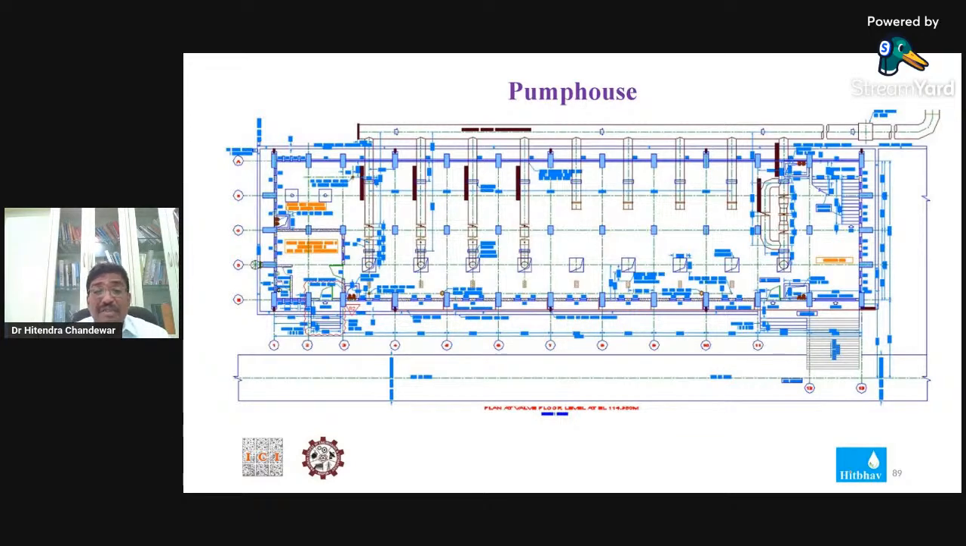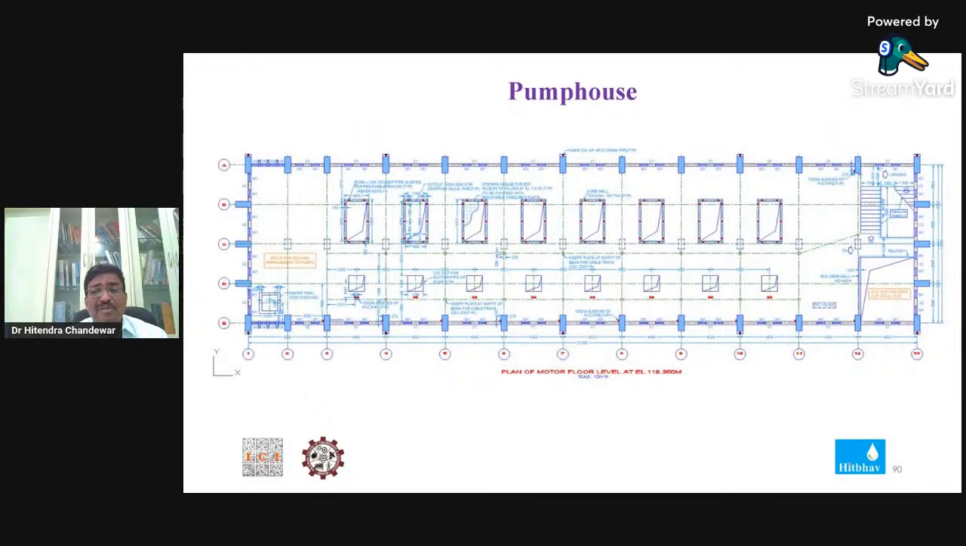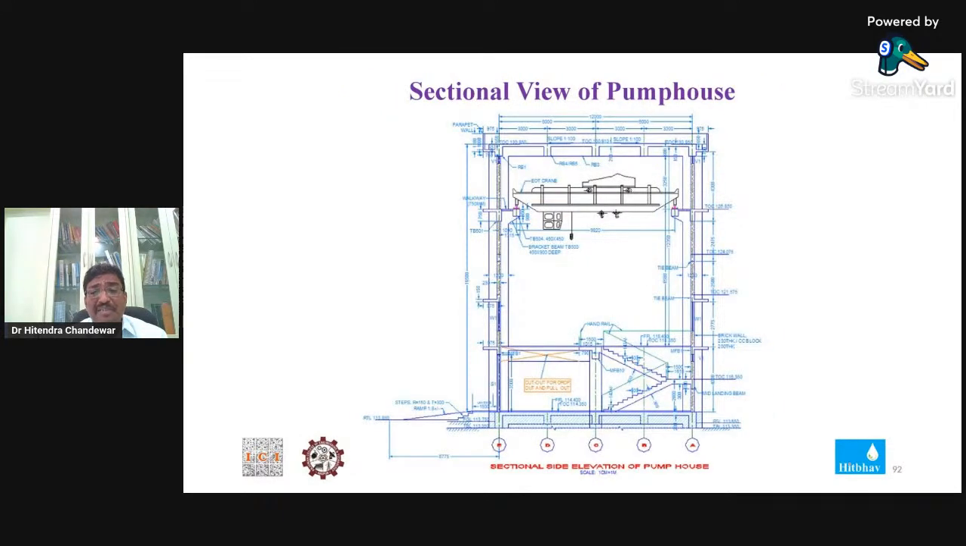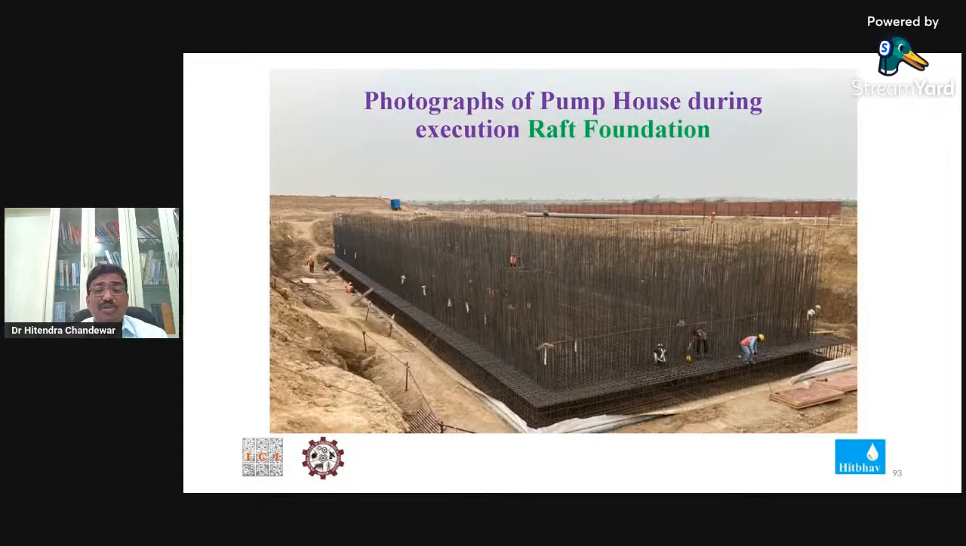Okay, so this was the layout of the pump house. This was the layout of the pump house. Then this is again a layout of the wall floor level. This is the cross section of the pump house. You will find this with the EOT crane. You will find this pump house is 37 to 38 meters high. And these are photographs of the raft of the pump house. Complete raft.